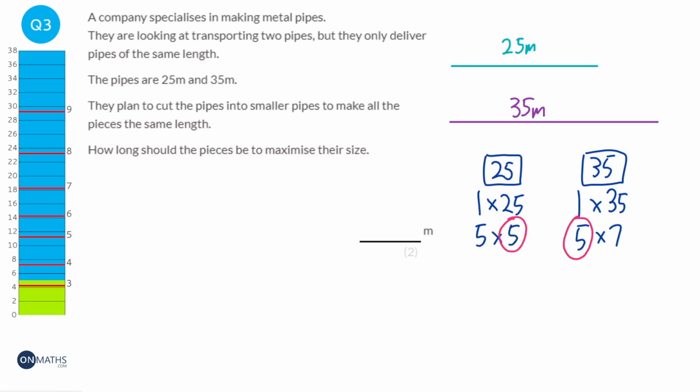So what we can do is we can cut all of these pipes into 5 metre pipes. So 1, 2, 3, 4, not to scale, and then 7 of these. So 1, 2, 3, 4, 5, 6, and so there's 7 in total. So each of these are 5 metres long, and there's no wastage. And that's the longest we can make the pipes for there to be no wastage at all. So my answer is 5 metres.